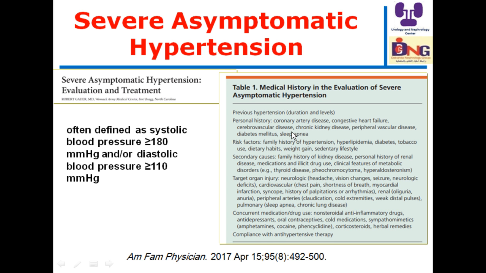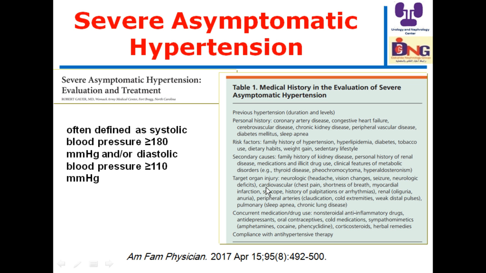Risk factors: family history of hypertension, hyperlipidemia, diabetes, tobacco, smoking, others. Secondary causes: family history of kidney disease, personal history of renal disease, medications and illicit use of different drugs, metabolic disorders like thyroid disorder, pheochromocytoma, hyperaldosteronism. Target organ damage, neurological: headache, vision change, seizures, neurological deficits. This is a very important clinical point.